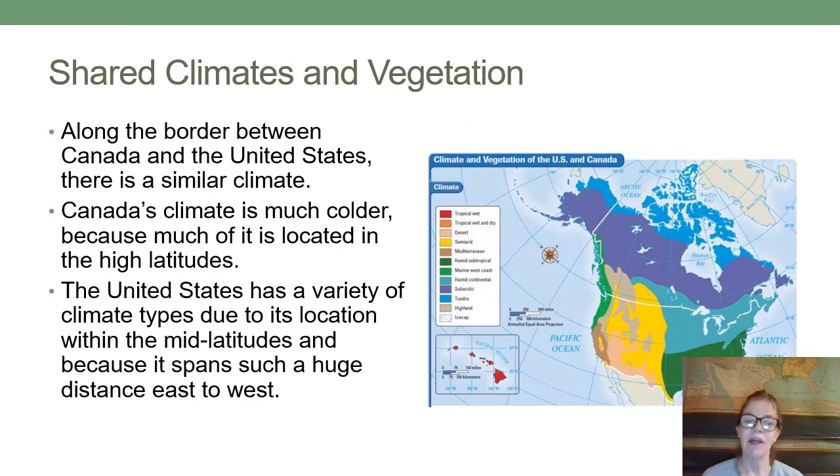I just went over all of that information. We share many of those climate types, right? Canada, of course, is much colder, unless you are talking about Alaska. The United States has much more variety in our climate types just by virtue of where we are located between the equator and the North Pole. We're in that mid-latitude range where we're going to get more climate types. And then also the United States expands over such a vast territory from coast to coast. So that's going to give us a lot of different climate types.